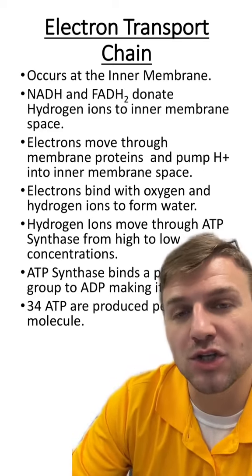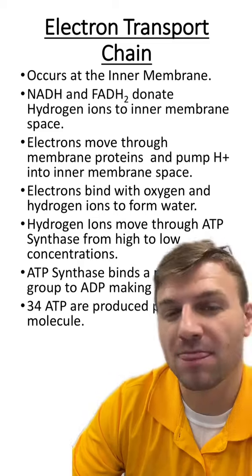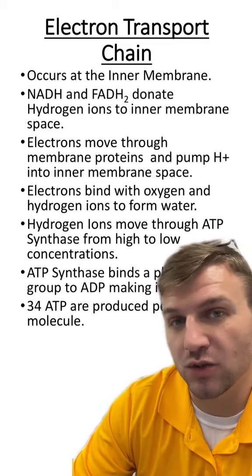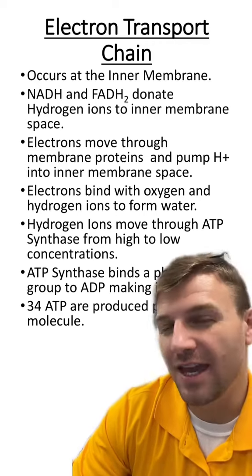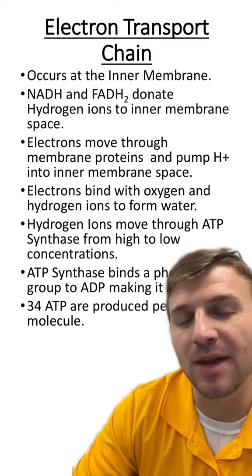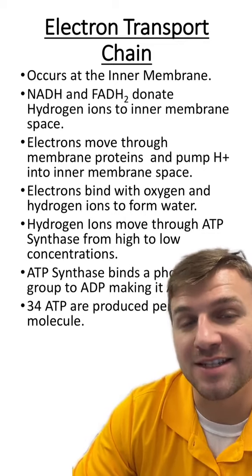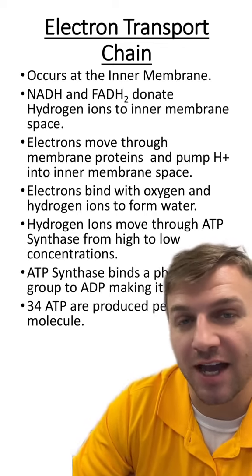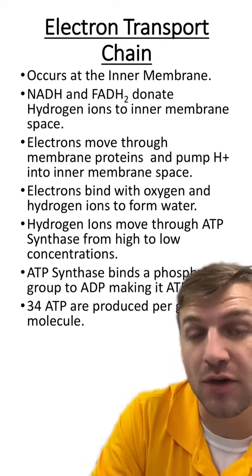As more and more hydrogen ions move into the inner membrane space, you're going to create a concentration gradient. There will be a higher concentration of hydrogen ions in the inner membrane space compared with the matrix. And these hydrogen ions will move through an enzyme called ATP synthase. ATP synthase will act almost like a dam and use the movement of hydrogen ions to bind a phosphate group onto ADP. This makes ADP into ATP, which is a high energy molecule. And we make around 34 ATP per glucose at this step.